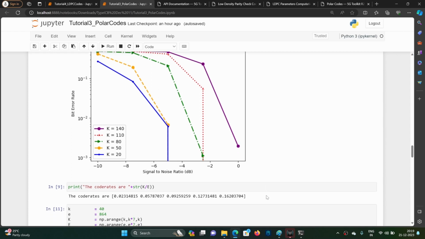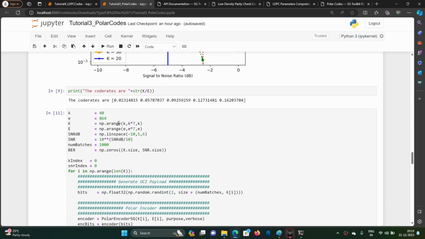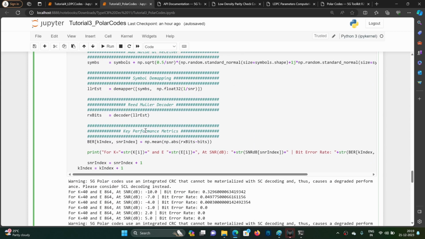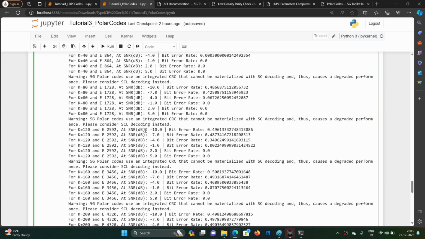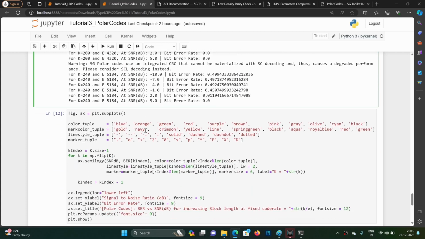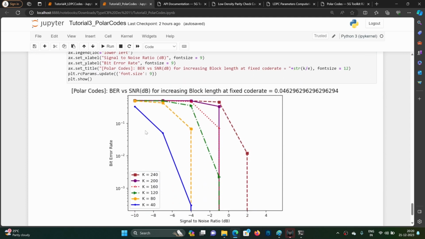And there is another thing that we have to do. Here, if you can notice, we are increasing both K and E proportionately. That means the code rate will remain fixed throughout the different iterations. And then we are going to check for different block lengths what the BER performance is. Again, if you can see here, you will notice that as the block length increases, the performance deteriorates. So despite the code rate being fixed, this is the behavior that can be noticed.